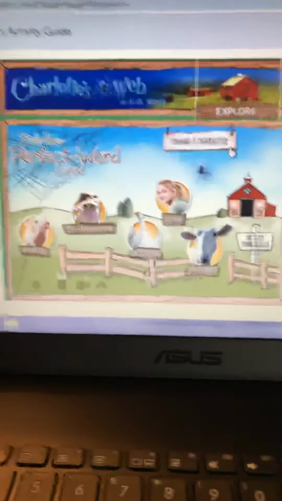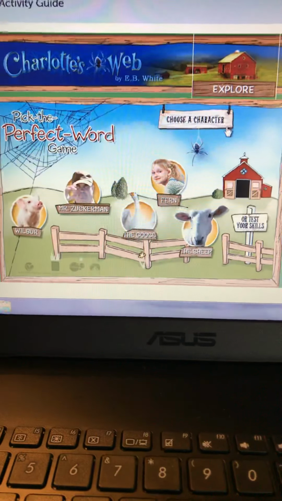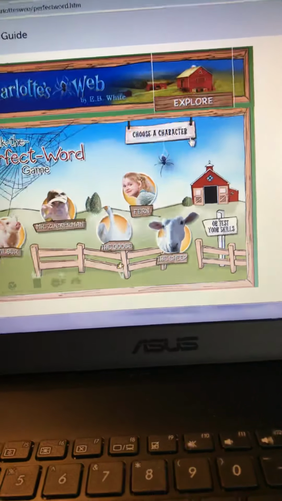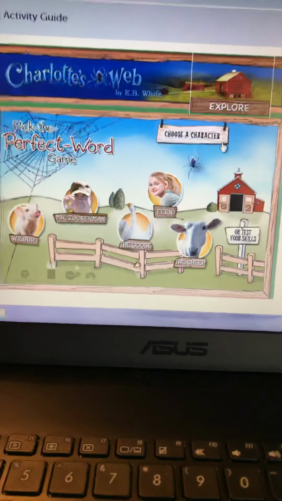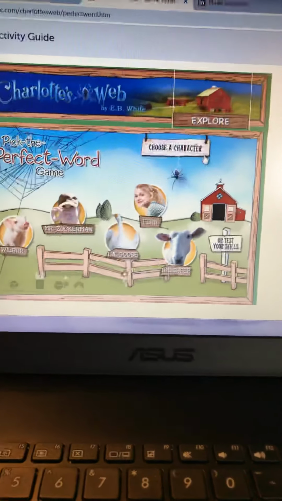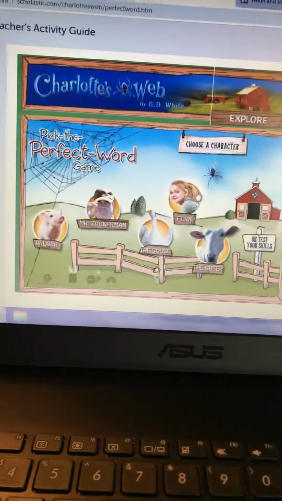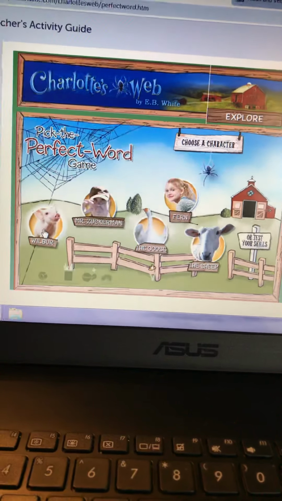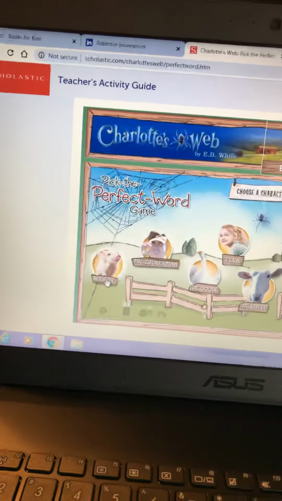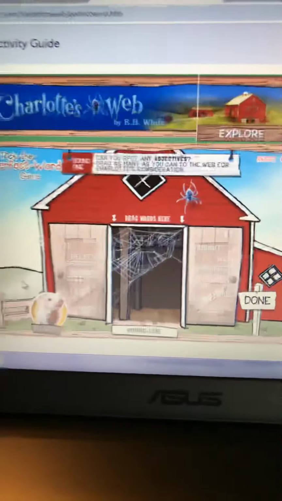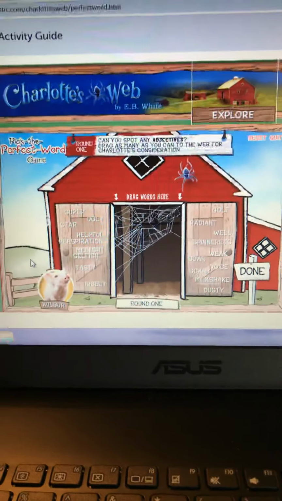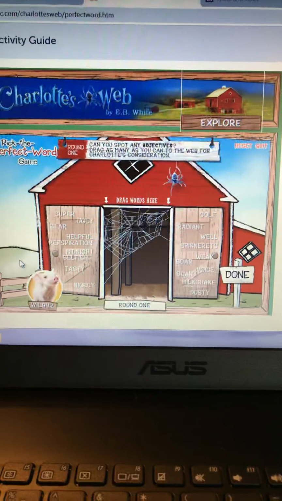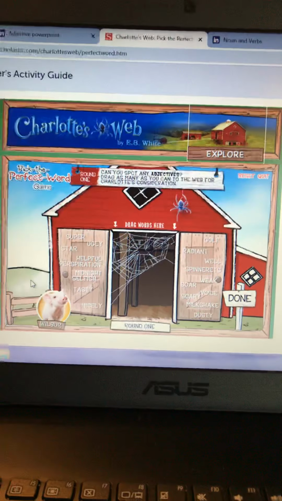Once you click on that, it's going to come up like this, and it wants you to choose a character. They give you Wilbur, Mr. Zuckerman, the goose, Fern, and the sheep as your character. So you just pick a character. I'm going to pick Wilbur. Then it takes you to a little barn, and if you'll notice, it has a cute little spider's web up there. And it says round 1, so you're going to get to play more than one round.